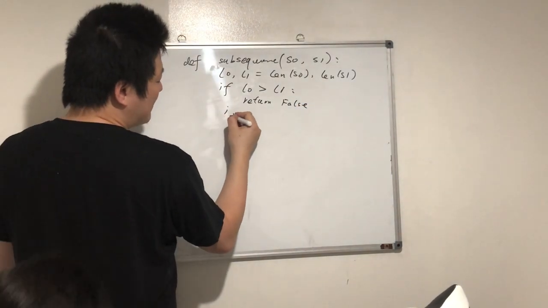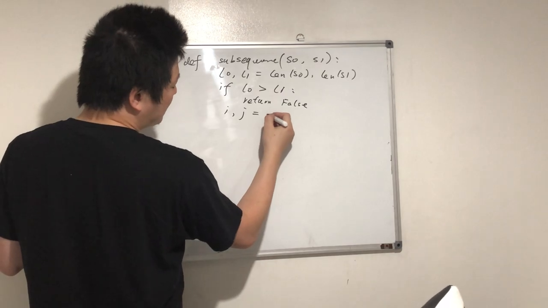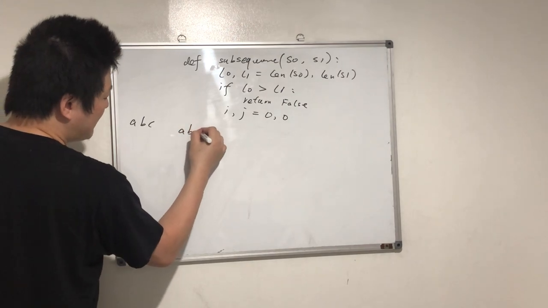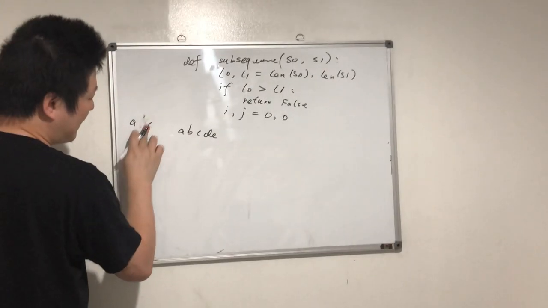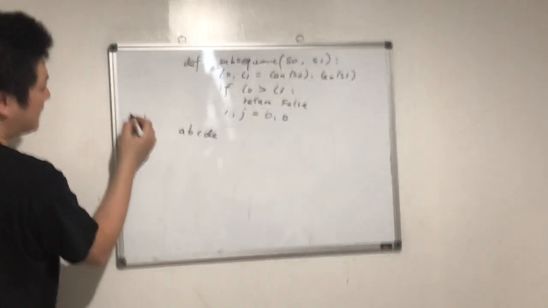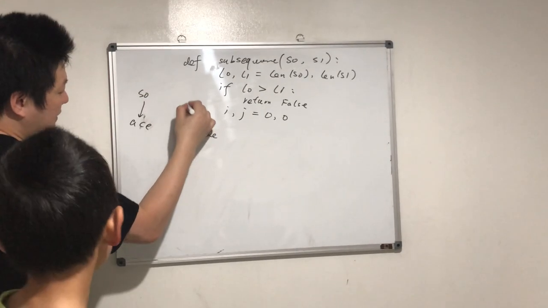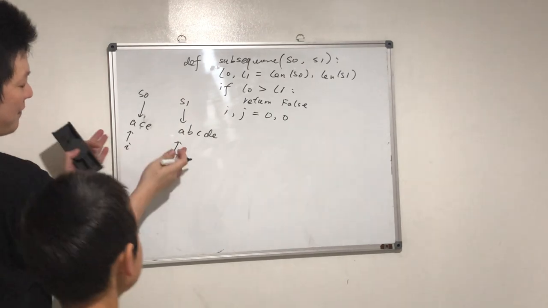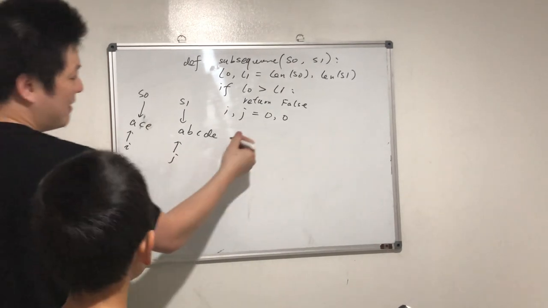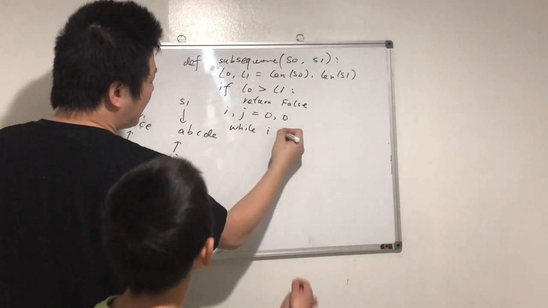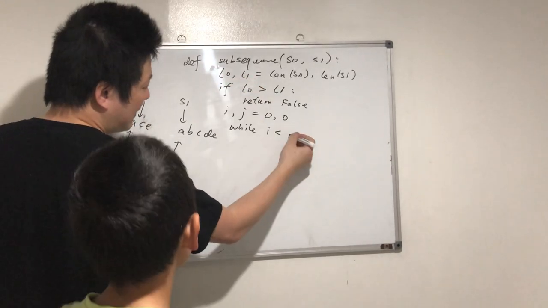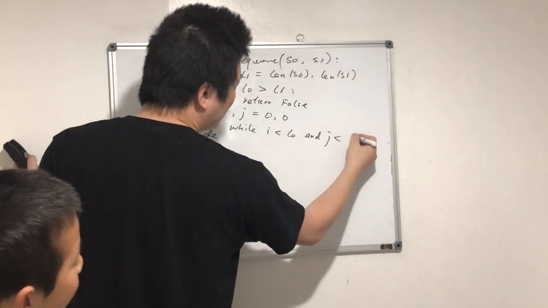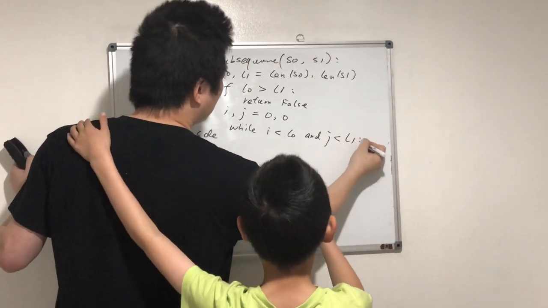Now i, j equals 0, 0. We start from the two arrays. Look at A, B, C, D and A, C, E. S0 is here, S1 is here, and i at the beginning points to the first one, j points to the first one of the other. While i is smaller than L0 and j is smaller than L1.